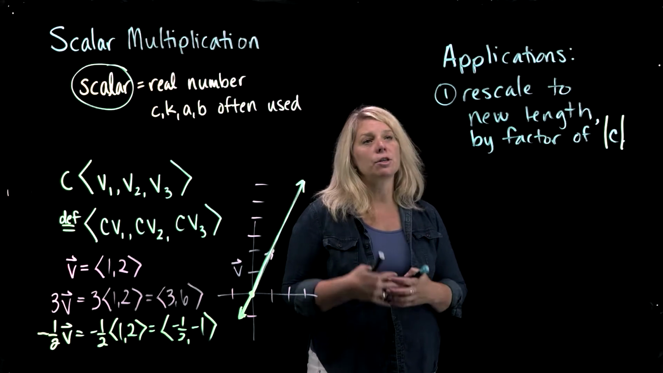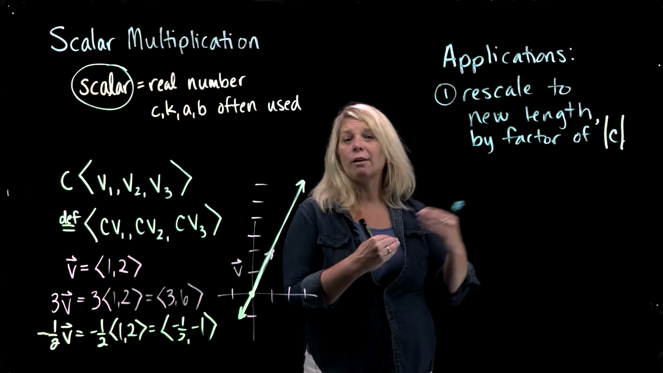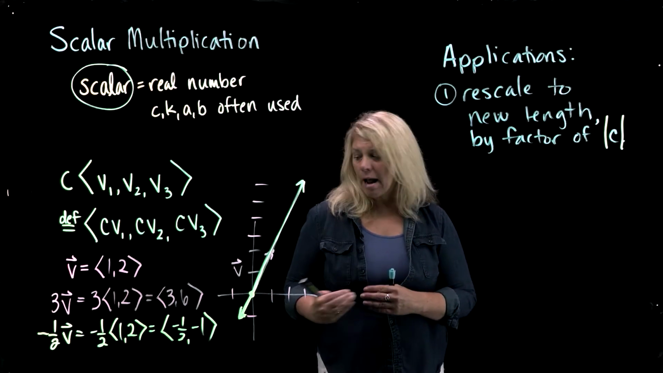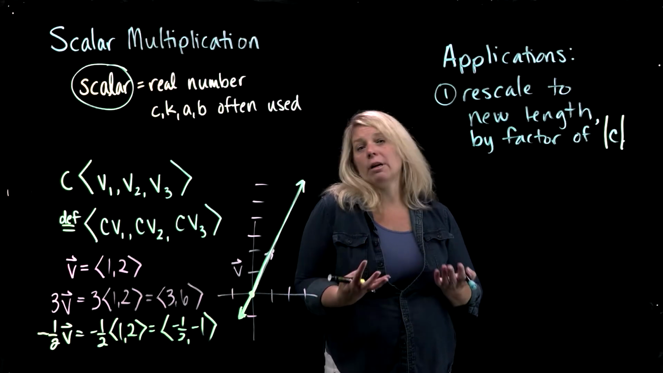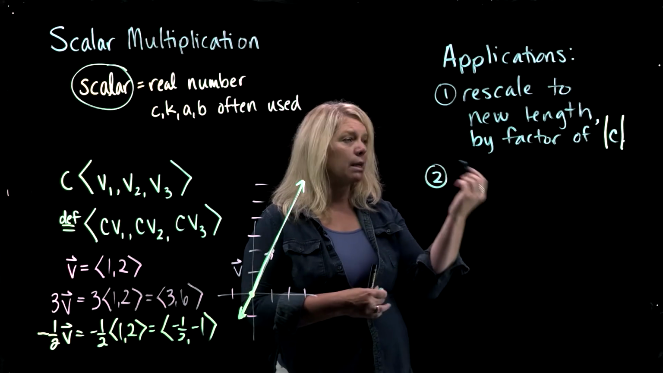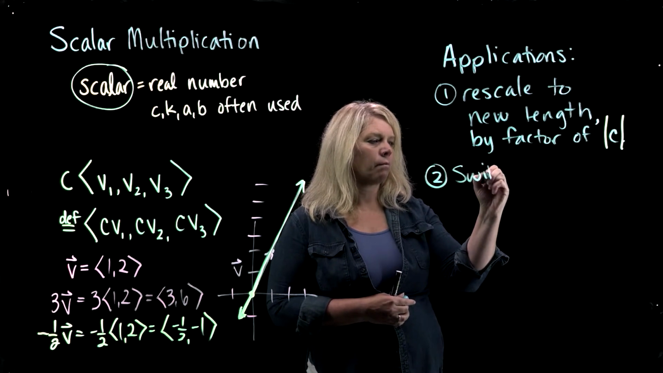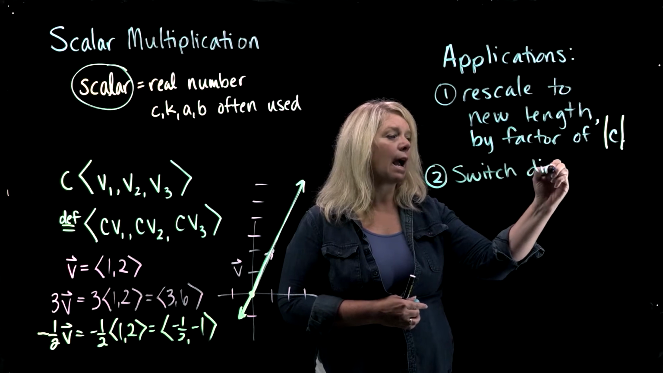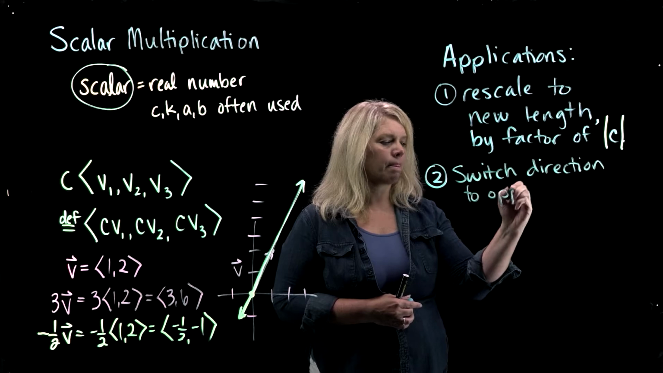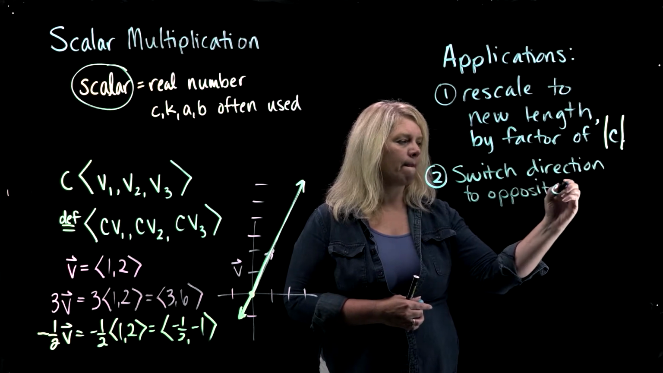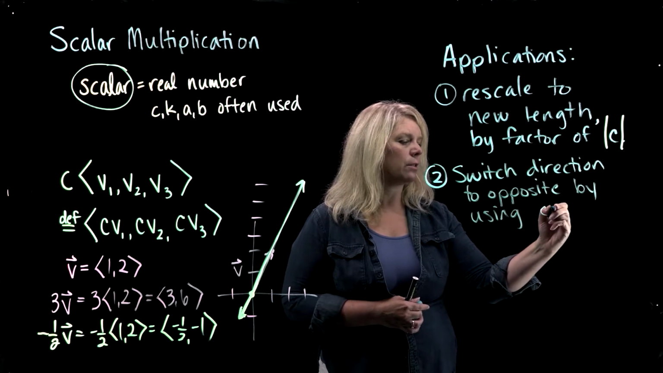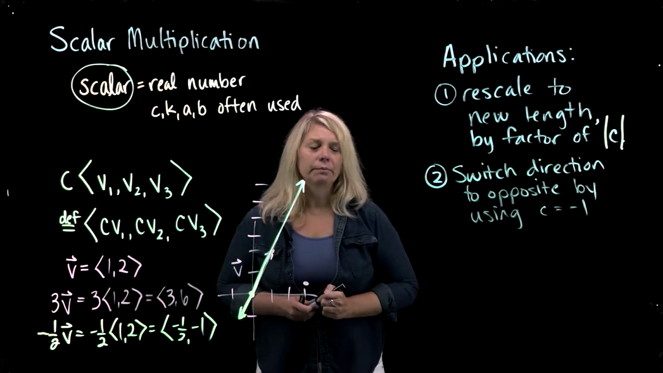So that's something we will do sometimes. Sometimes we'll do some calculations and we will get a vector, but it's pointing the exact wrong way for the vector we need for whatever application we're doing. So we'll need to turn that around by multiplying by a negative. And if we don't want to change the length, then just negative 1. So another application would be to switch the direction to the exact opposite direction. So that would be by using a scalar c equals negative 1.